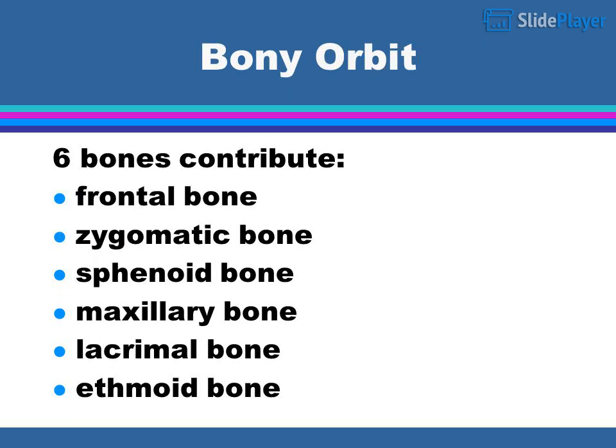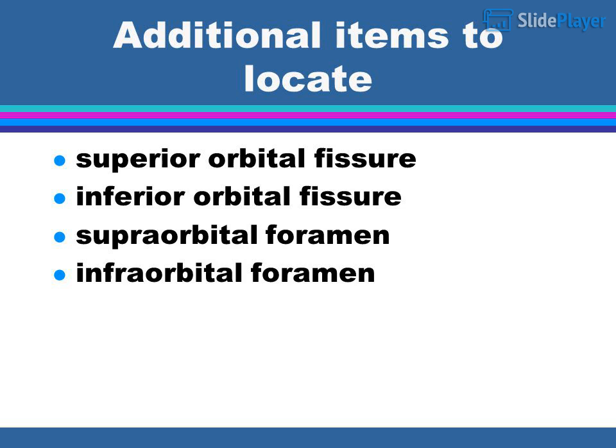Bony orbit. 6 bones contribute: frontal bone, zygomatic bone, sphenoid bone, maxillary bone, lacrimal bone, ethmoid bone. Additional items to locate: superior orbital fissure, inferior orbital fissure, supraorbital foramen, infraorbital foramen.